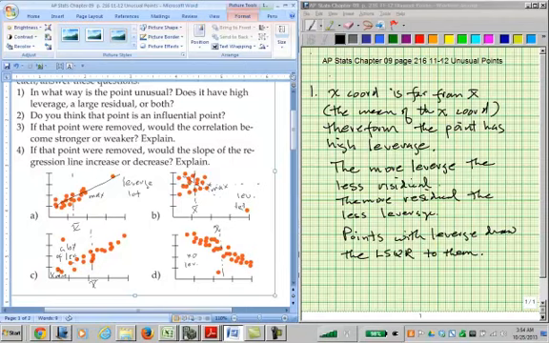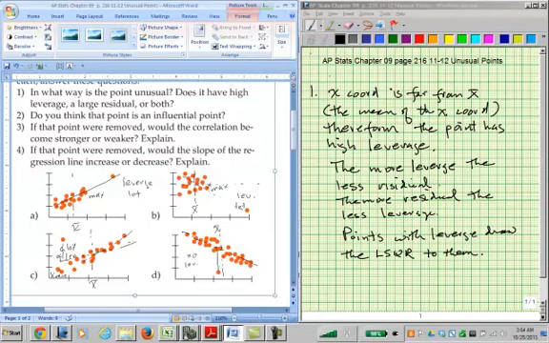Normally the line would look like this, but because of this point being here, the line will be pulled up more like that. But this point will still have a big residual. This point will not affect the slope at all. Here's the slope going through here. So this point will have a large residual.